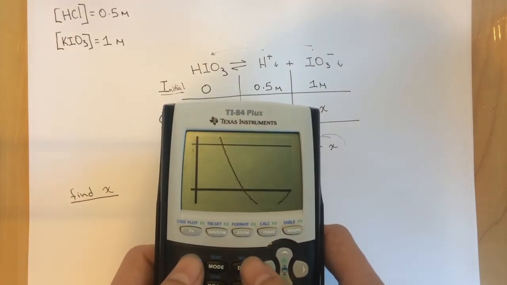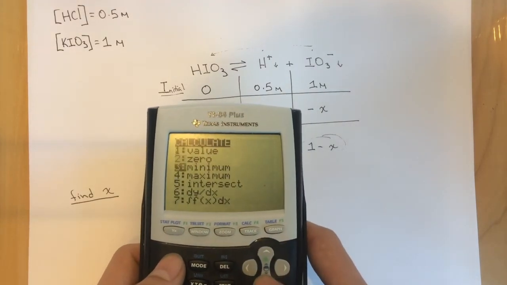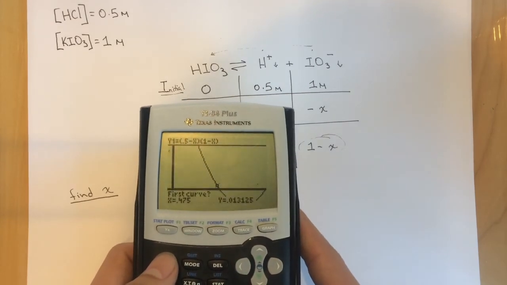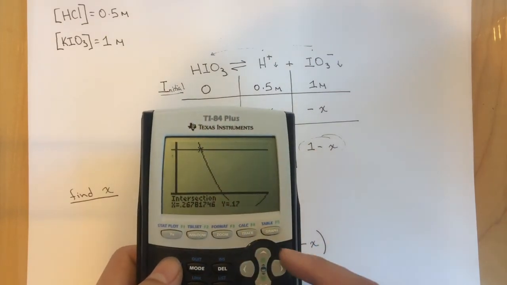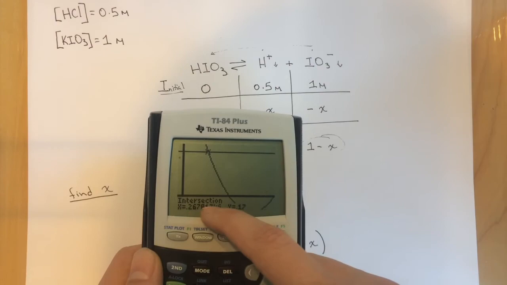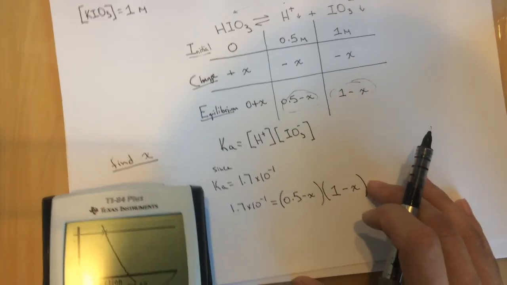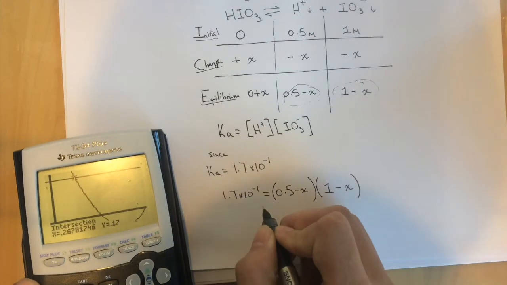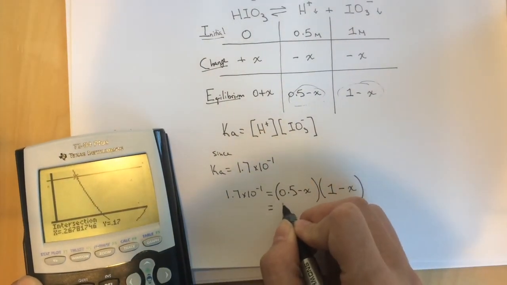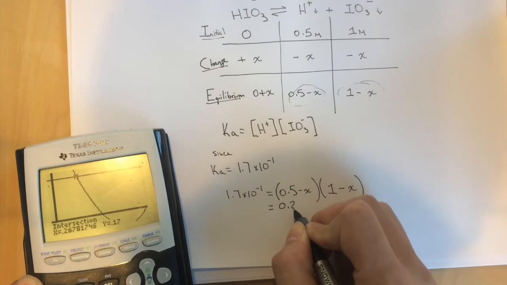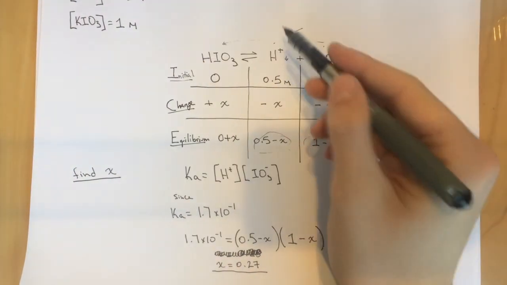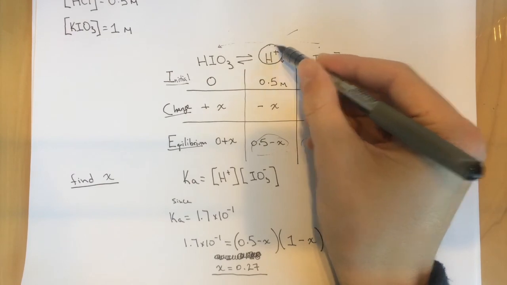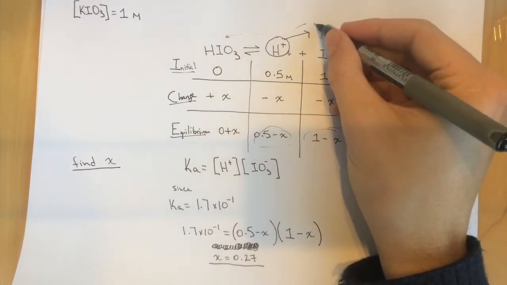So once your graph is plotted, go second calculate and intersect. Click right bound, left bound, guess, and there you have it, your point of intersection. And that point of intersection is our value for x. So you can go ahead and jot that down, that our x is equal to 0.27. Remember earlier when I stated that our H plus value is really just H3O plus? Well, here, this is when that knowledge becomes useful.